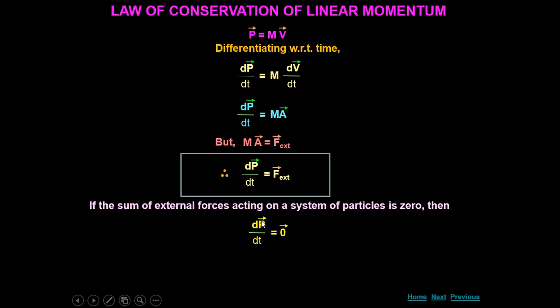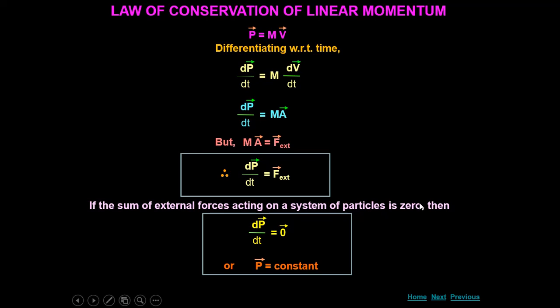The meaning is that there should not be any change in the linear momentum of the system. dp/dt can be taken equal to 0. So 0 means constant. So we can write p equals constant. So when can we write constant? If the sum of external forces acting on the system of particles is 0.